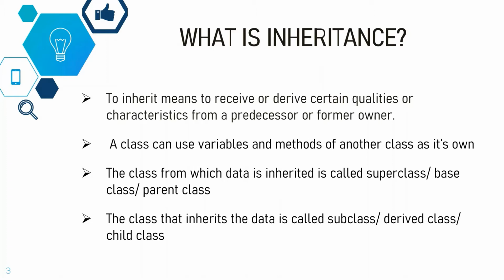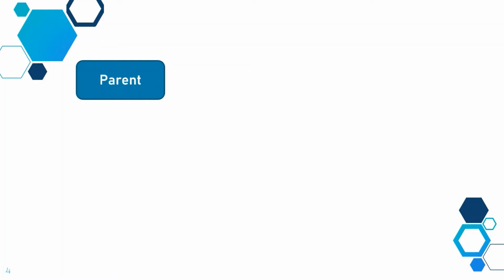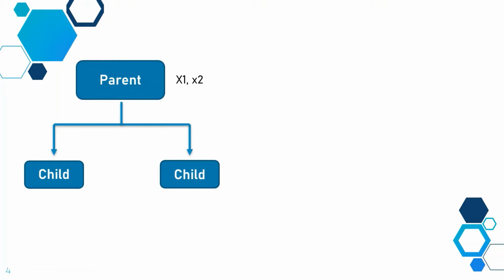Now let us try to understand this same thing with the help of some visualizations. So let's say I have a base class or a parent class, and this class has certain attributes and methods, say x1 and x2. Now this parent class can be inherited by two or more child classes, and these child classes will also have the same methods and attributes, or we can say that these child classes will inherit all the methods and attributes from the parent class. Now, in addition to having the methods and attributes of the parent class, they can also have their own individual properties which are unique to them. Let's say y1 and z1.